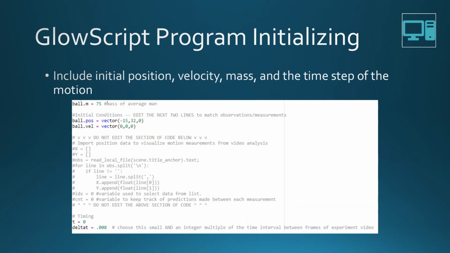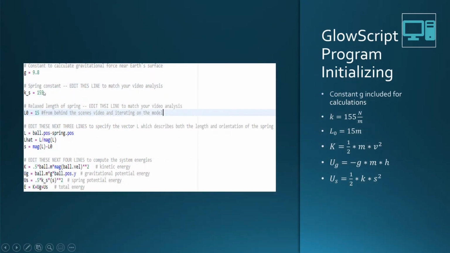I included the initial mass and the initial position here, which I converted to meters based on the feet measurements in the previous slide, and the initial velocity is 0 since they start at rest. And then I used a time interval of 0.008 because of the time range that I will show a little bit later. Here's where I input most of my constants: the G constant for gravity, the K constant for the spring, the relaxed length of 15 meters, which I used from the behind the scenes video and iterating the model to match the real life YouTube video.